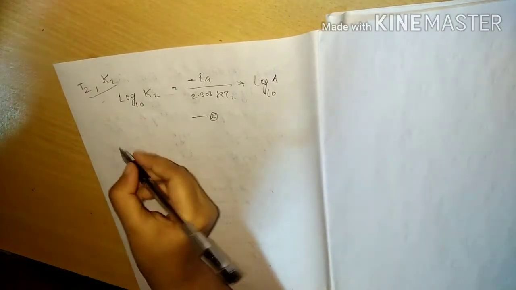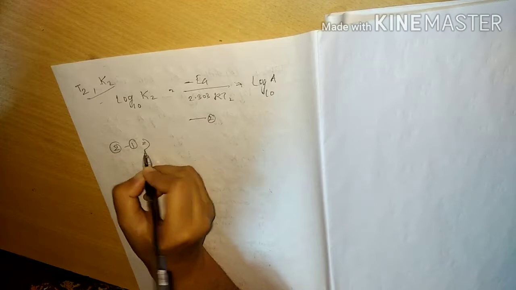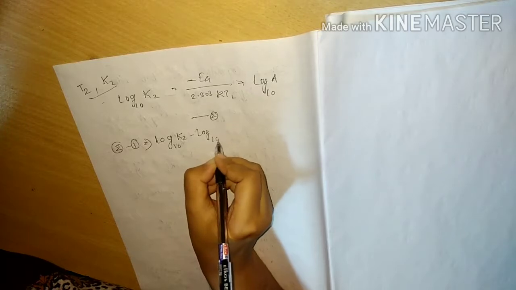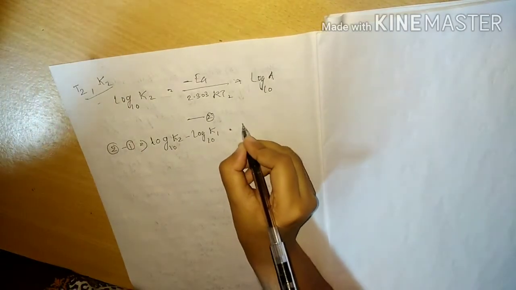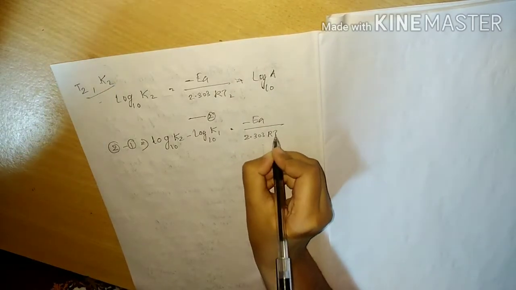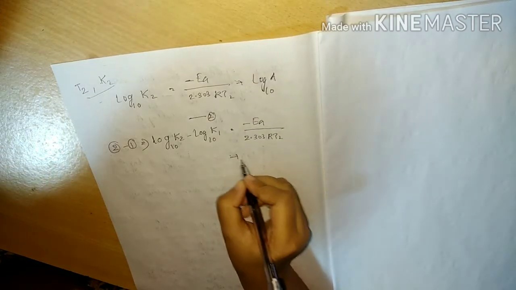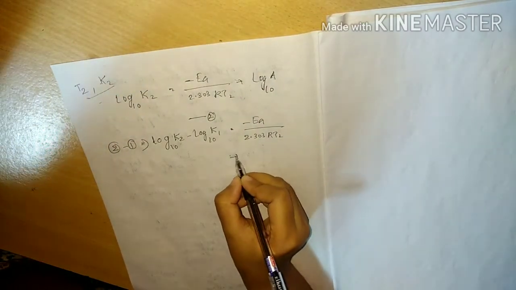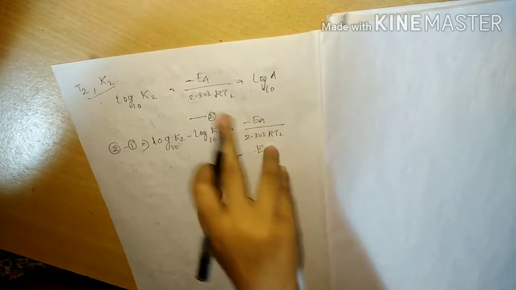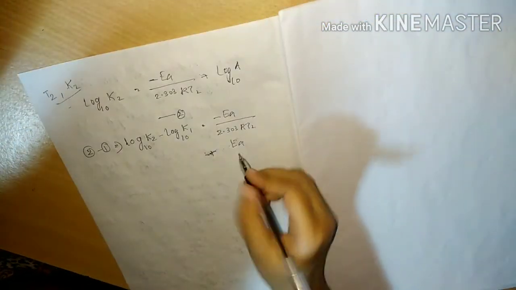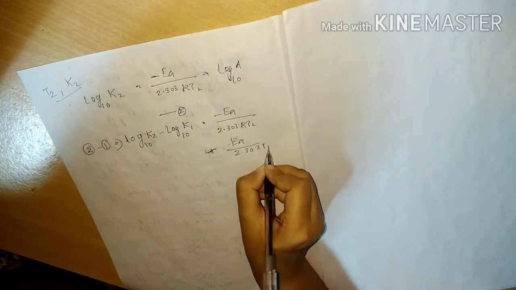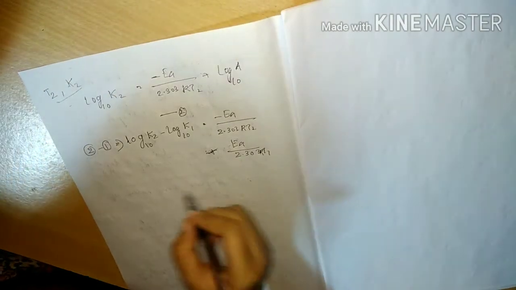Now what do we do? Equation 2 minus equation 1. So log base 10 K2 minus log base 10 K1 is equal to minus EA by 2.303 RT2 plus EA by 2.303 RT1. EA becomes plus. Now you will ask me how I got the minus: minus A, minus A, minus of minus A becomes plus A. I got this.